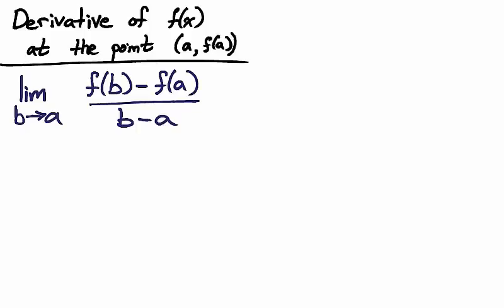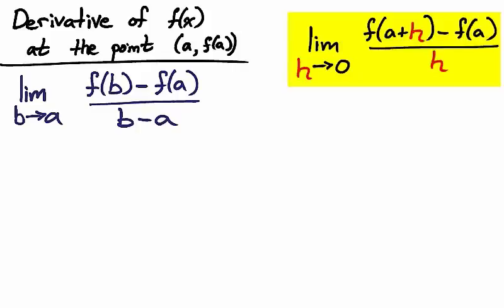When you calculate the derivative of f at the x value a, you find the slope of the tangent line at a. The derivative is the limit of the slope of the secant line between a and b as we let b approach a. An alternative way to view the derivative is that it's the slope of secant lines between two points that are h distance apart, say the point at a and the point at a plus h, as the difference h shrinks to 0.